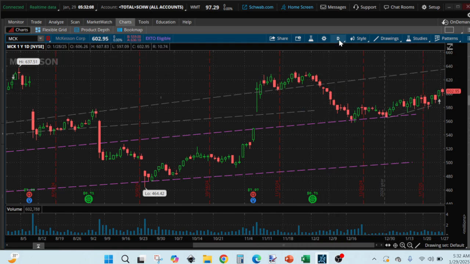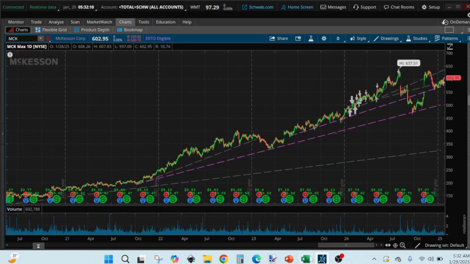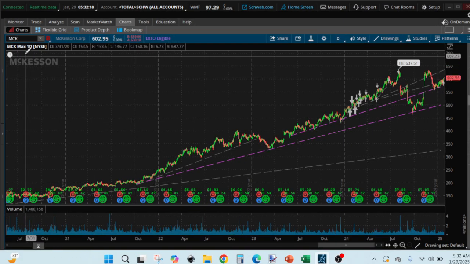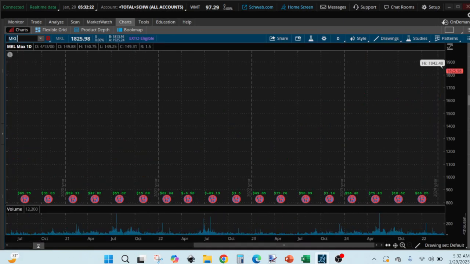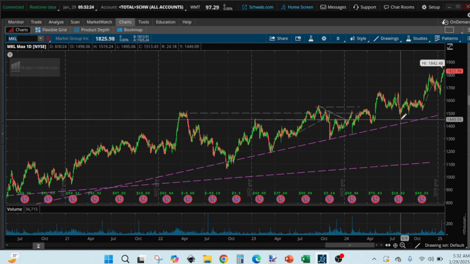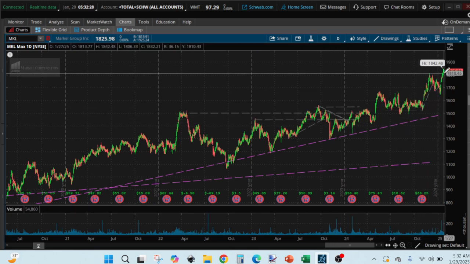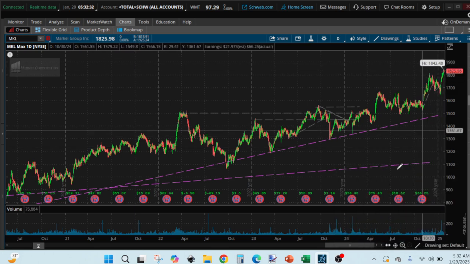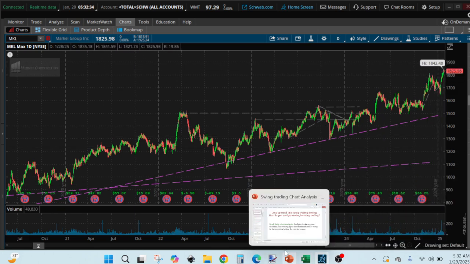So the next one we are going to analyze is MKL. So MKL, we like to buy at either one of those two lines, but right now it is going up and reached a new high recently.